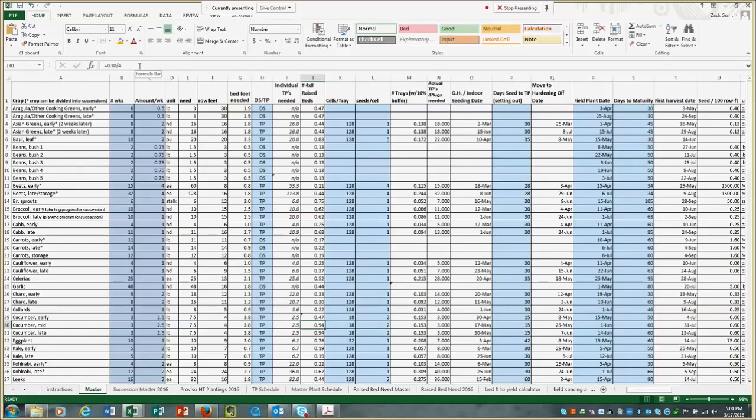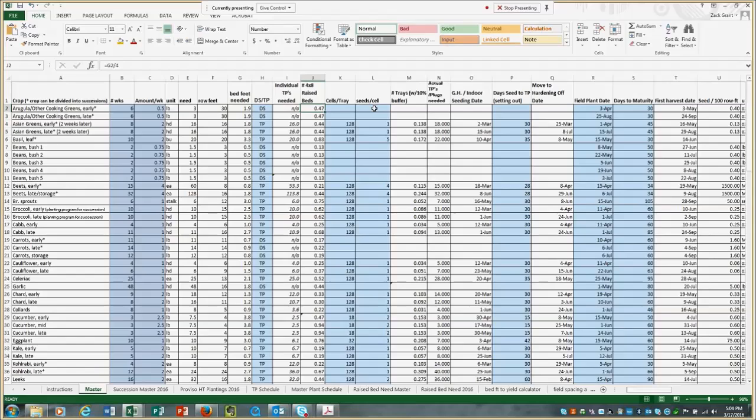So that's a simple equation. That's just the number of total bed feet divided by the length of your bed. And for most of the crops in here, based on my 4 by 8 foot raised bed, the length of the bed is 4 feet. So that just gives you a general idea of how much of your raised bed you're going to need in order to plant 3 pounds of arugula in the case of that arugula early at the top there.